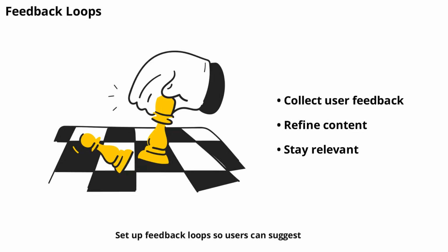Set up feedback loops so users can suggest improvements or report issues with the knowledge base. Regular feedback helps you refine content and features, ensuring the software stays relevant and valuable. This ongoing process supports a higher ROI.